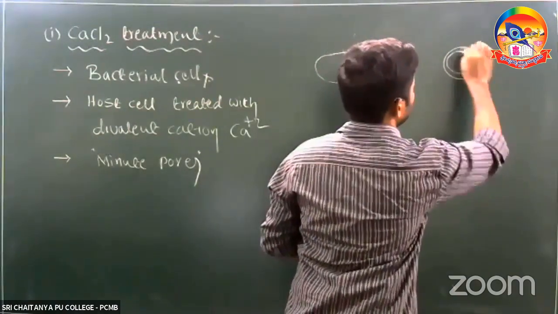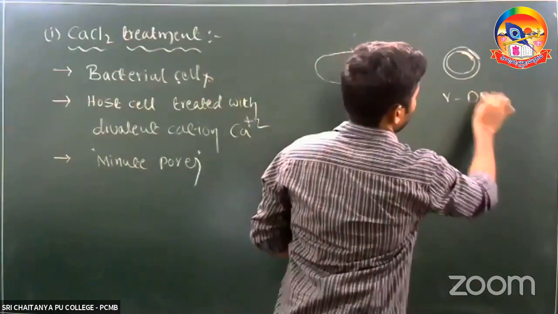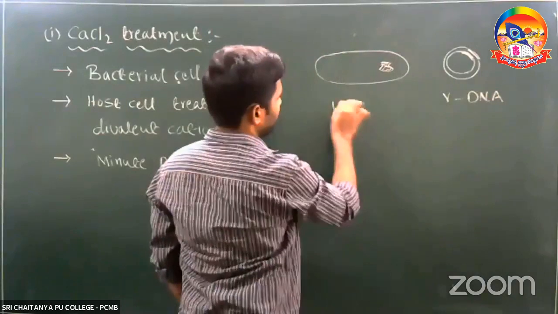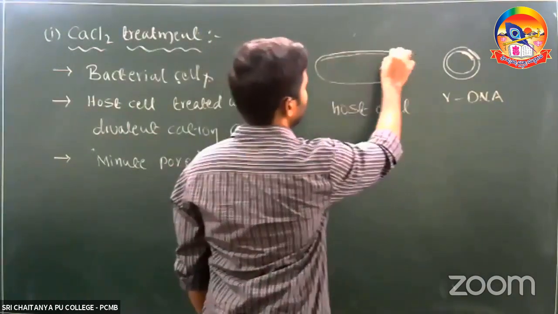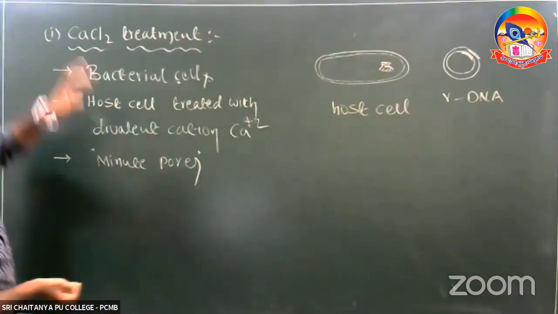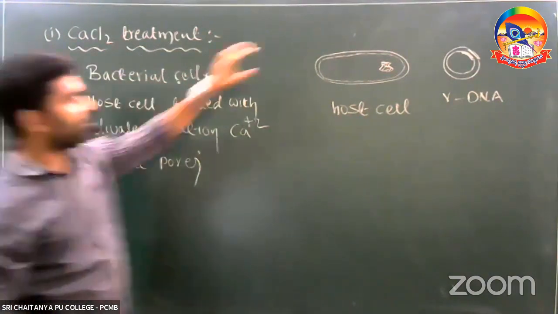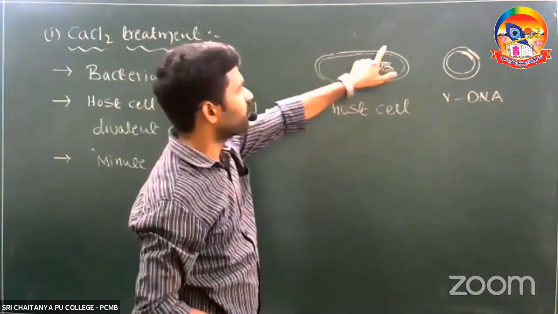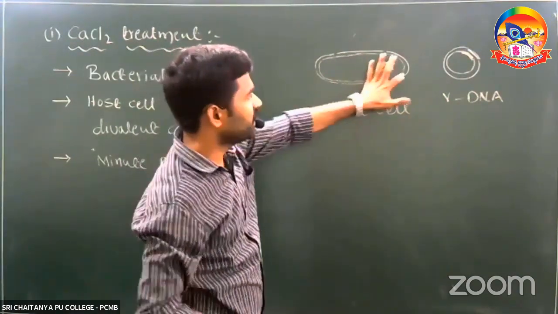on ice, actually 0 degrees centigrade. Imagine this is the rDNA molecule and this is the host cell. The host cell is already treated with calcium chloride. Whenever we treat the host cell with the calcium chloride divalent cation, it forms minute pores, minute holes or unthickened areas on the cell wall.